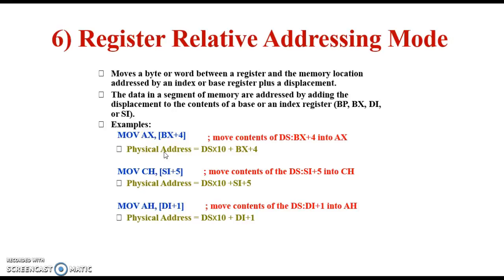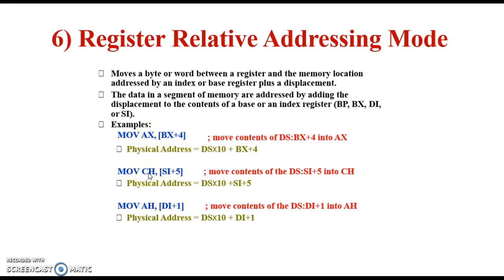So, the physical address: it finds the physical address by combining the content of segment register shifted towards left by 4 bits, added with the content of register BX plus 4. 4 is nothing but the displacement. So whatever the content is present on this memory location is copied into the register AX.